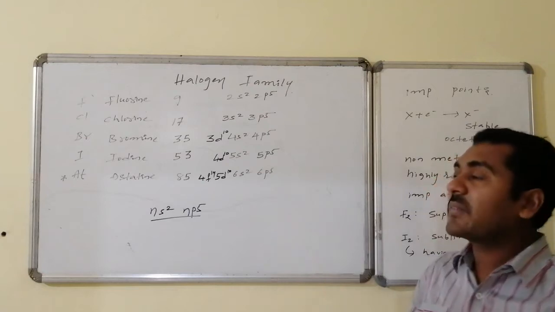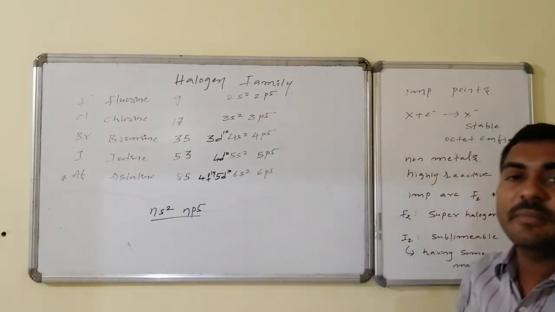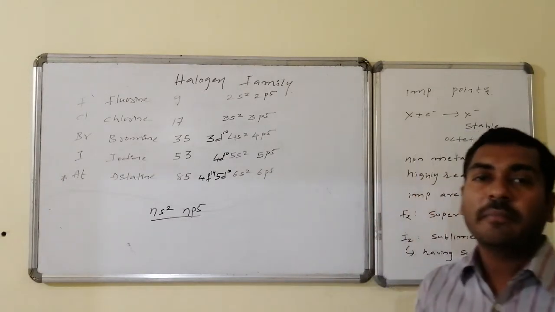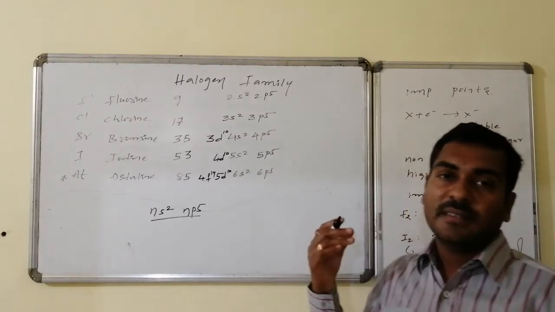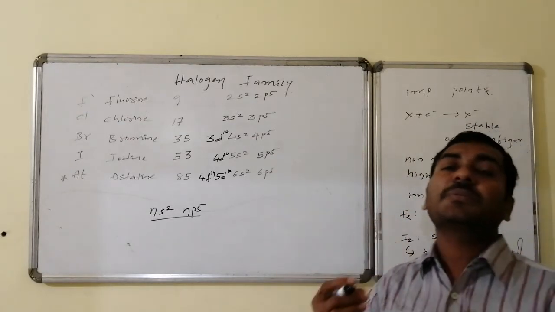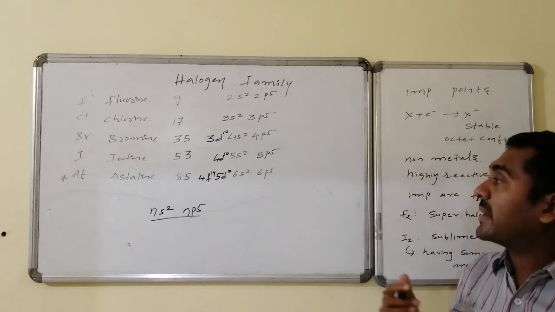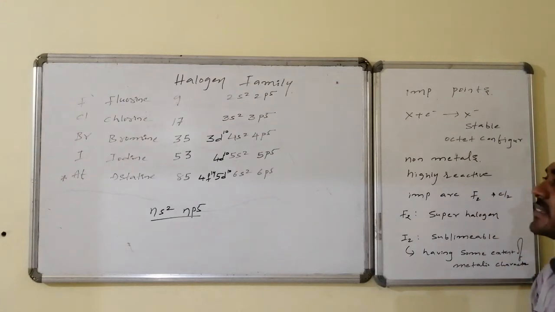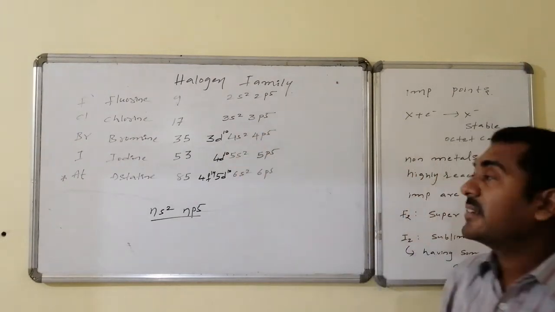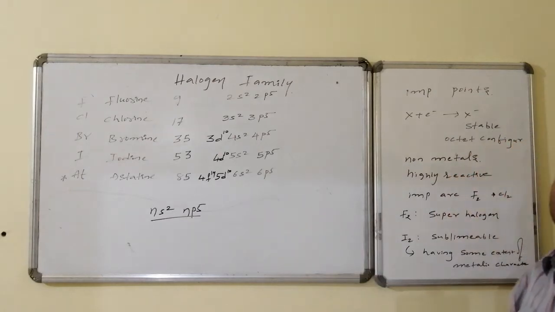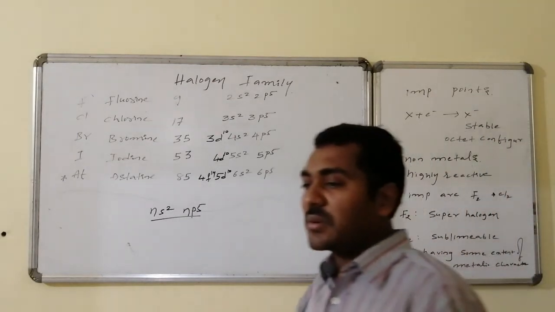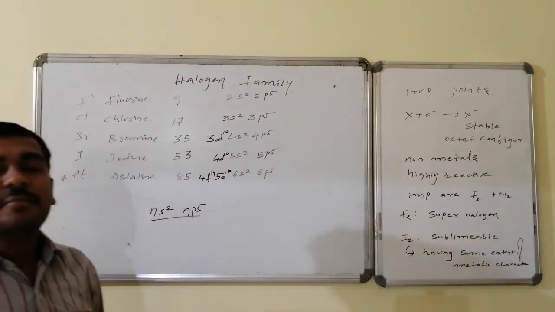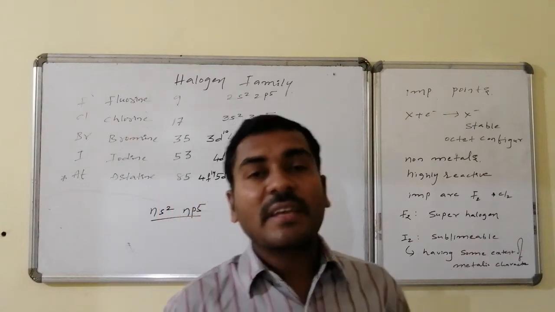The valency shell configuration remains the same, but the shell next to the valency shell, which is said to be the penultimate shell, differs in electronic configuration. Here it has only 2 electrons, in this case 8 electrons, and in the remaining cases 18 electrons each. Therefore, though the valency configuration is the same, giving similarity and gradation in properties, the gradation also varies from one to the other.